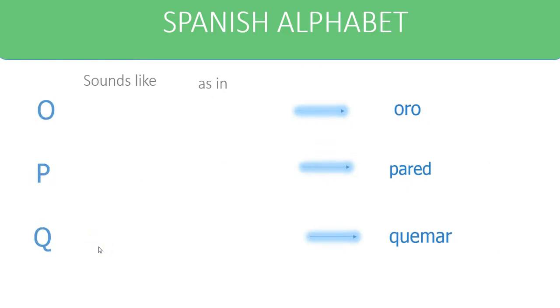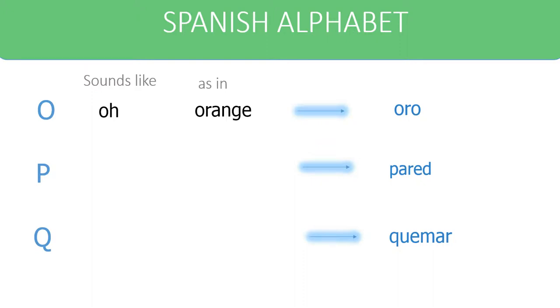Let's move on with letter O. Letter O in Spanish sounds like O. In Spanish, you don't say the little U sound at the end, it's just O. Similar to the one in orange.